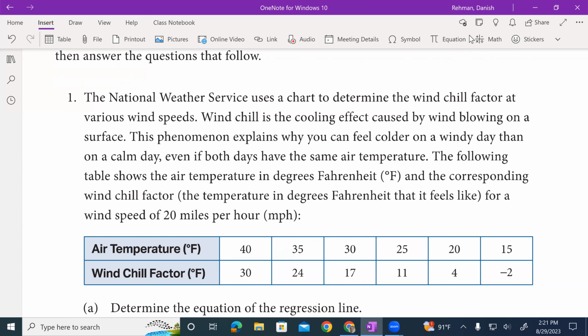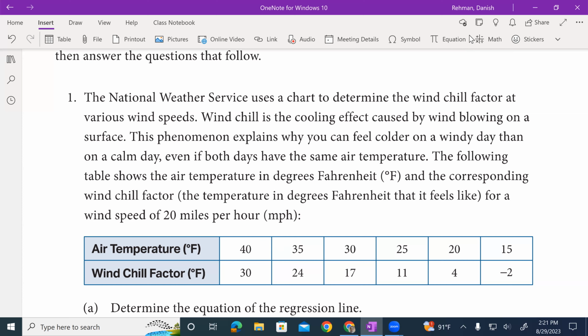So let's read it. The National Weather Service uses a chart to determine the wind chill factor at various wind speeds. Wind chill is the cooling effect caused by wind blowing on the surface. This phenomenon explains why you can feel colder on a windy day than on a calm day. So wind speed does influence the chill factor. That's the assumption. And then they observed it also.